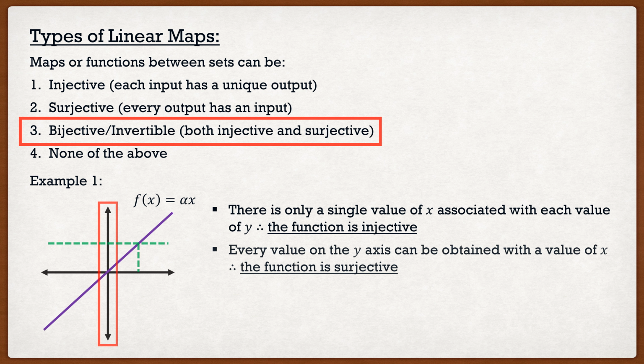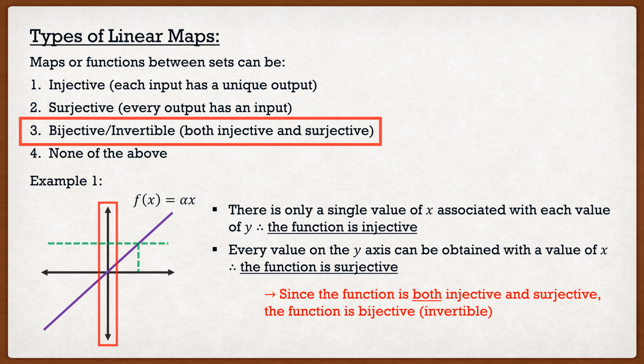Now, if we were to look at surjective, we can see that every output on that y-axis is accounted for. Therefore, if I wanted the output, let's say -5, well, there is a value of x to give me that output. If I wanted the output, let's say 10, well, there is an input of x that will give me 10. And since every output is accounted for, we say that this function is surjective. Now, remember that if something is both injective as well as surjective, we say that this function is bijective or invertible, because again it is both injective and surjective.